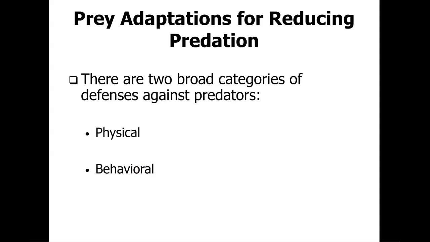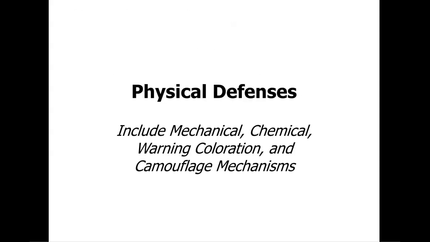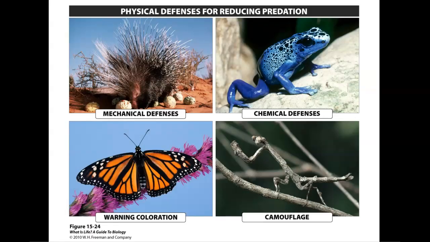Prey adaptations for reducing predation, there are actually two broad categories that we're going to see. We see the physical and we see behavioral. With physical defenses, these can include four different types. You can have mechanical defenses, you could have chemical defenses, you could have warning coloration, and you can have camouflage.